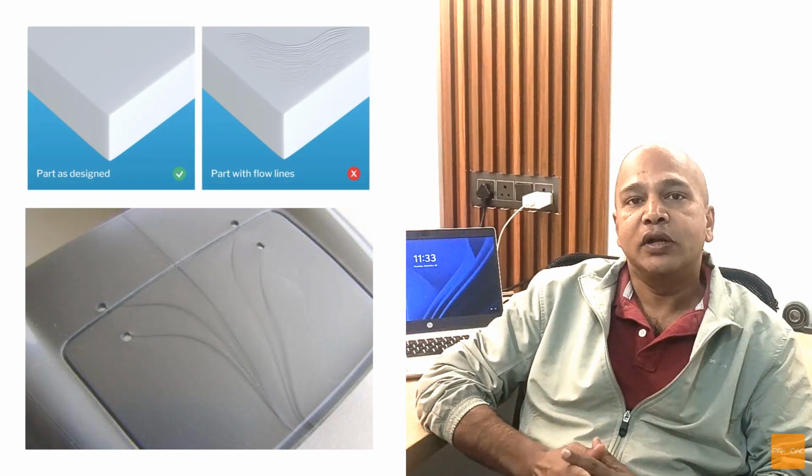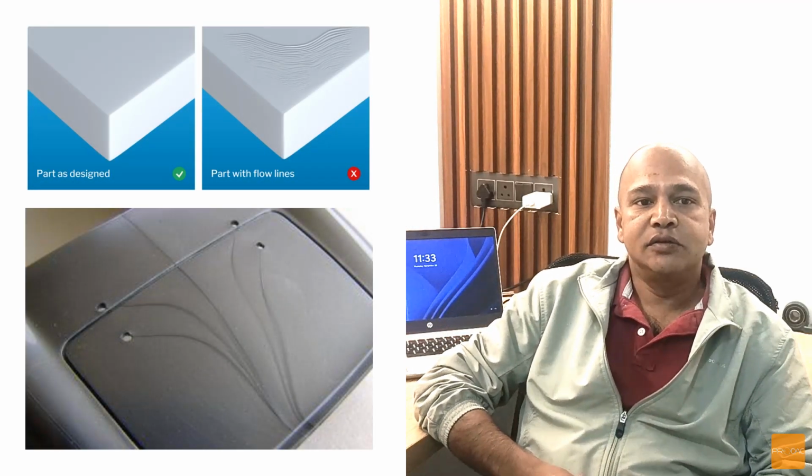First defect I will talk about is the flow lines. Whenever we get the injection molded part out of the mold, often we see the parts having some flow lines. What are the reasons behind that? These flow lines are primarily caused by various reasons, not just one cause.